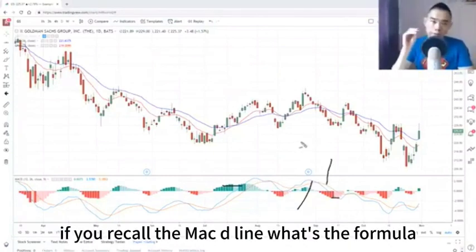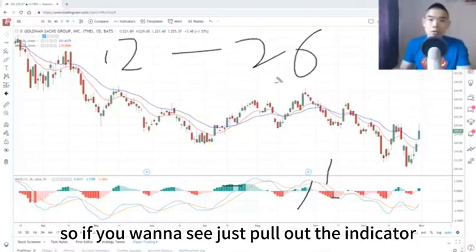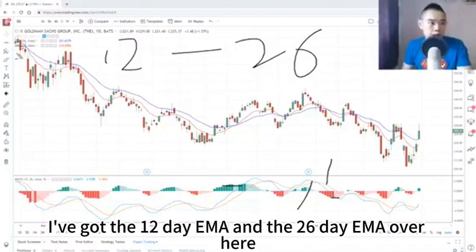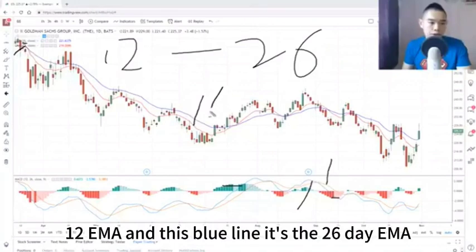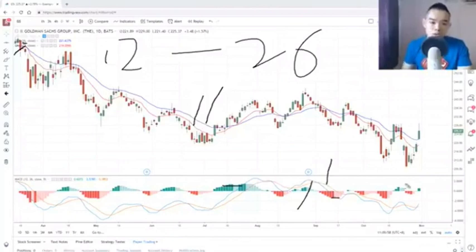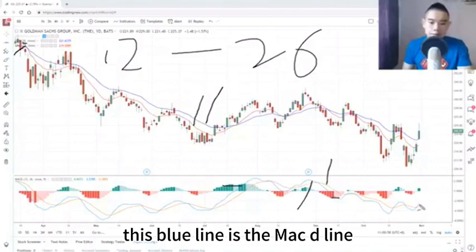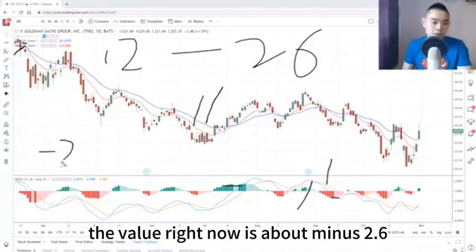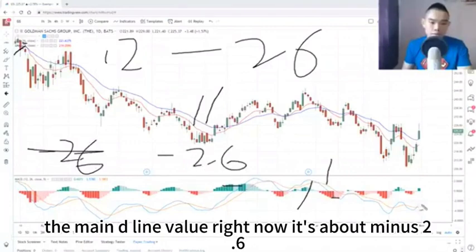If you recall, the MACD line, what's the formula? Well, it's just the 12-day EMA minus the 26-day EMA. So if you want to see, just pull out the indicator. I've got the 12-day EMA and the 26-day EMA over here, which is shown by this red line, 12 EMA, and this blue line is the 26-day EMA. So right now, this blue line is the MACD line. The MACD line value right now is about minus 2.6.